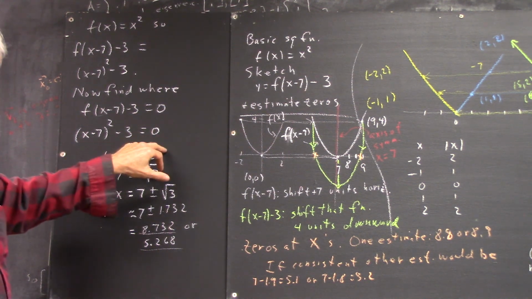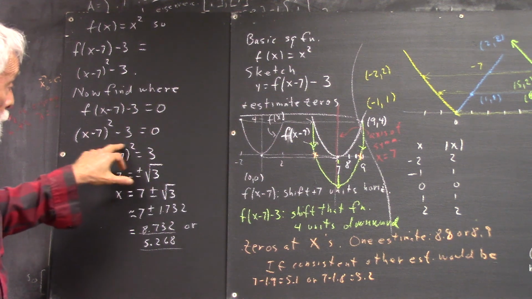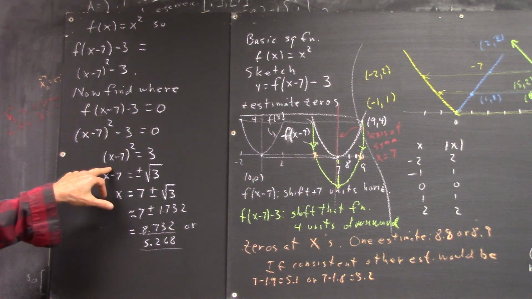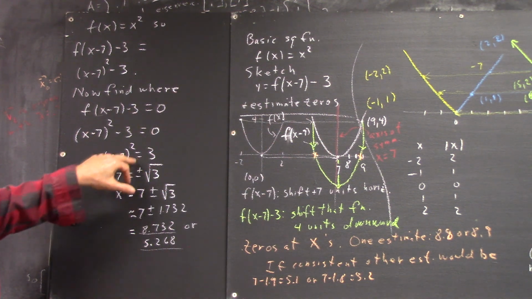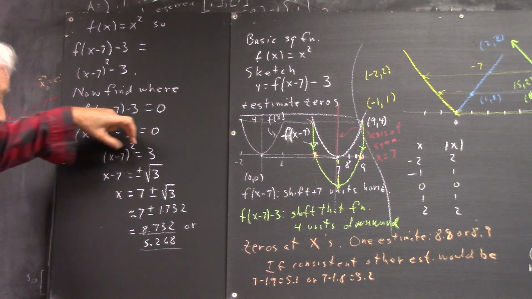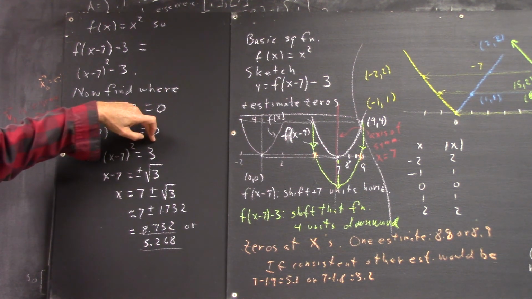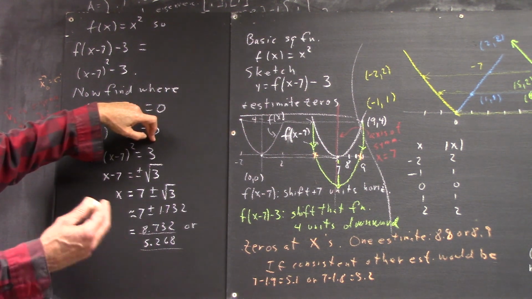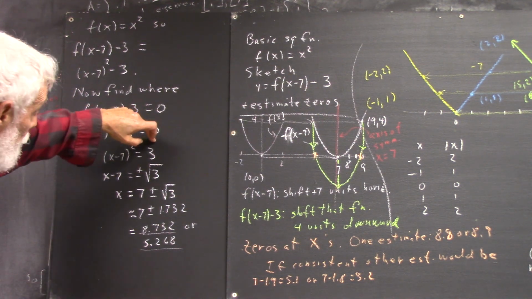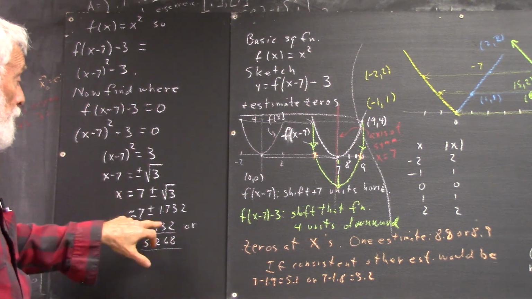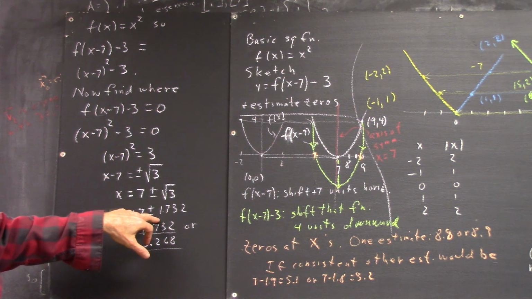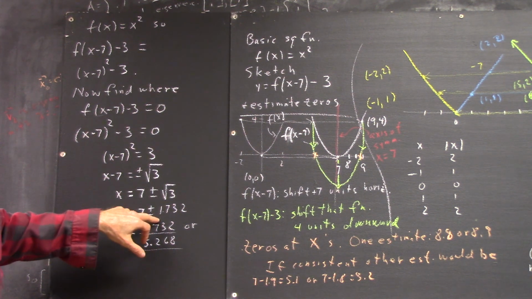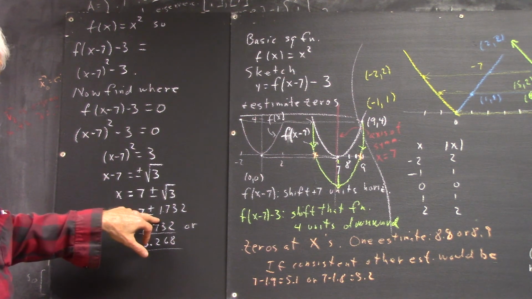And it's really easy to solve that. We add 3 to both sides. We take the square root, remembering that this could be plus or minus the square root of 3, because when we square it, the plus and minus goes away, right? And then we add 7 to both sides. There we have it. And everybody remembers what the square root of 3 is, 1.732, right?